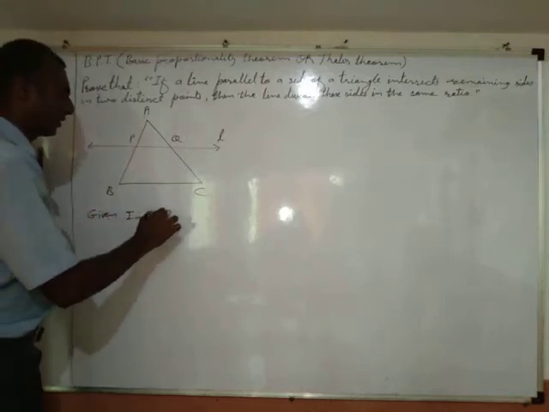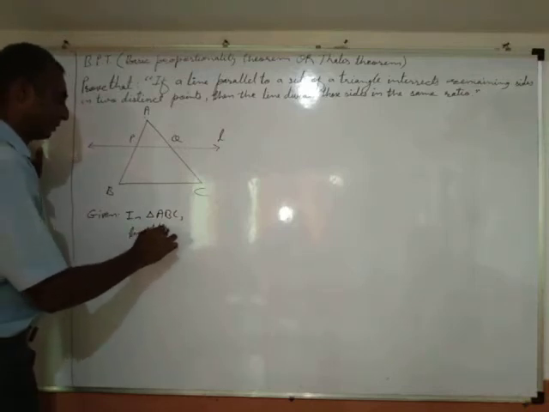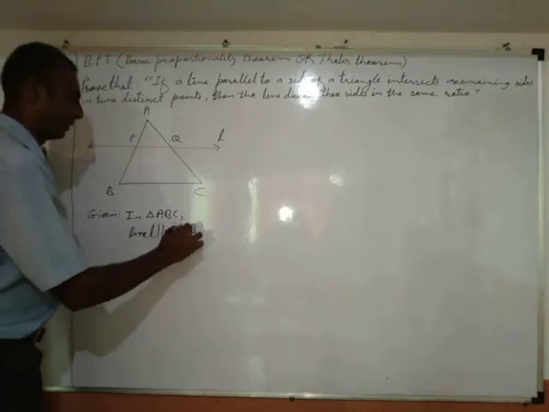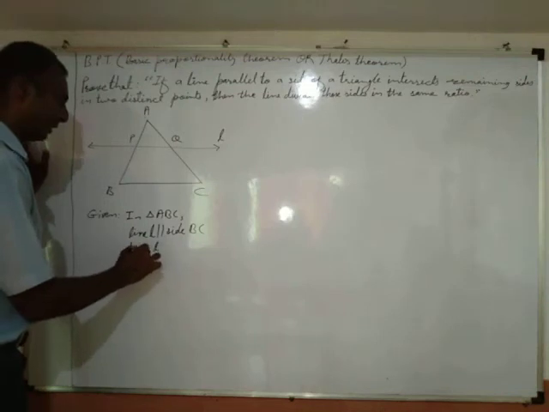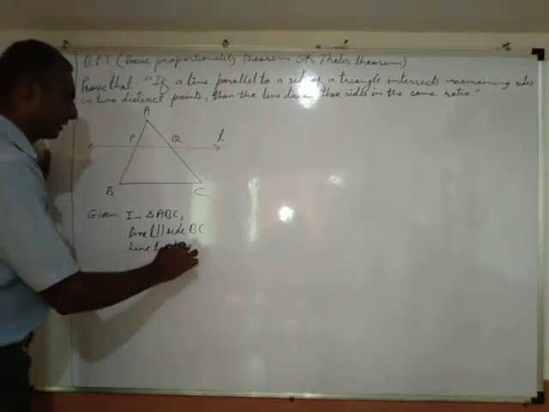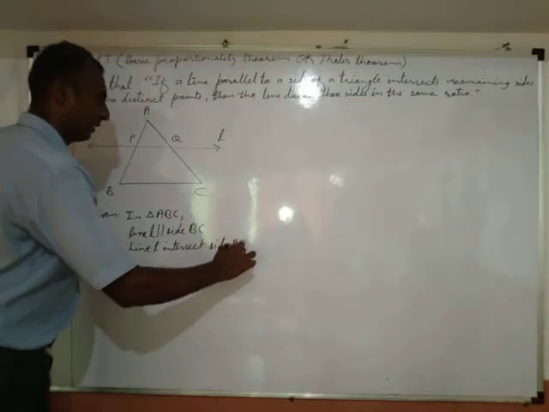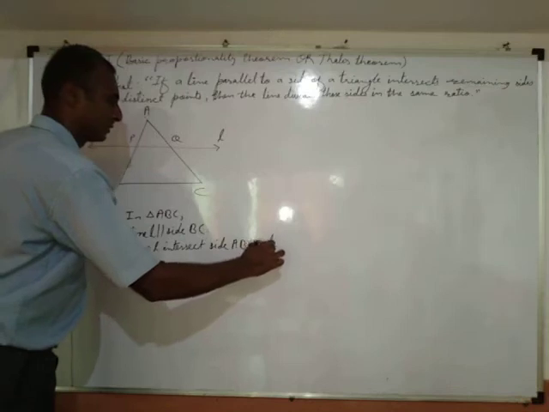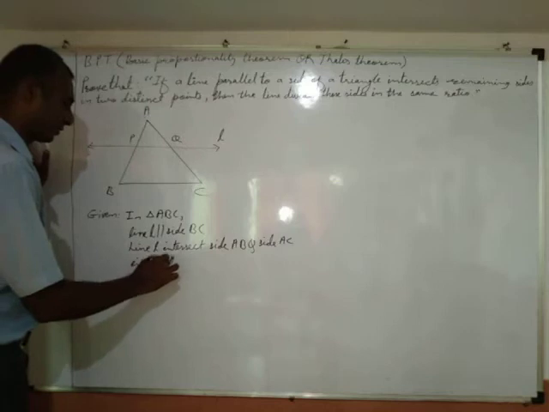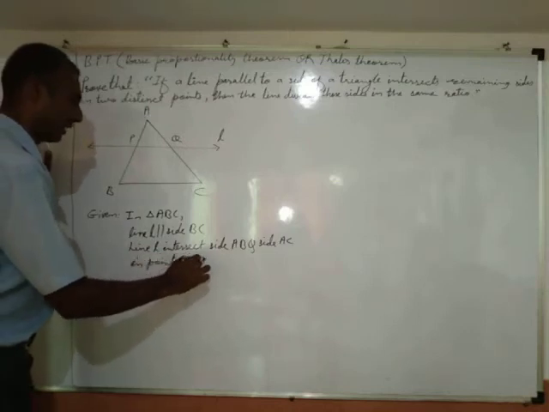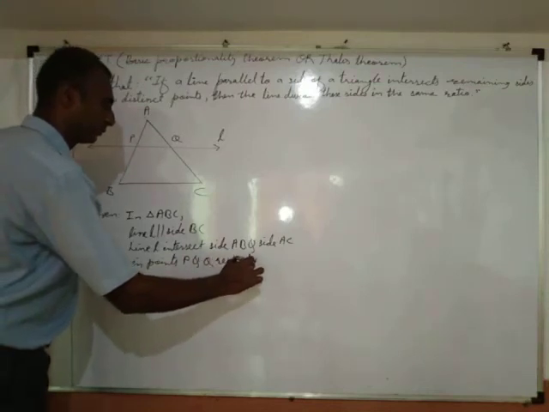In triangle ABC, line L is parallel to side BC. Line L intersects side AB and side AC in points P and Q respectively.